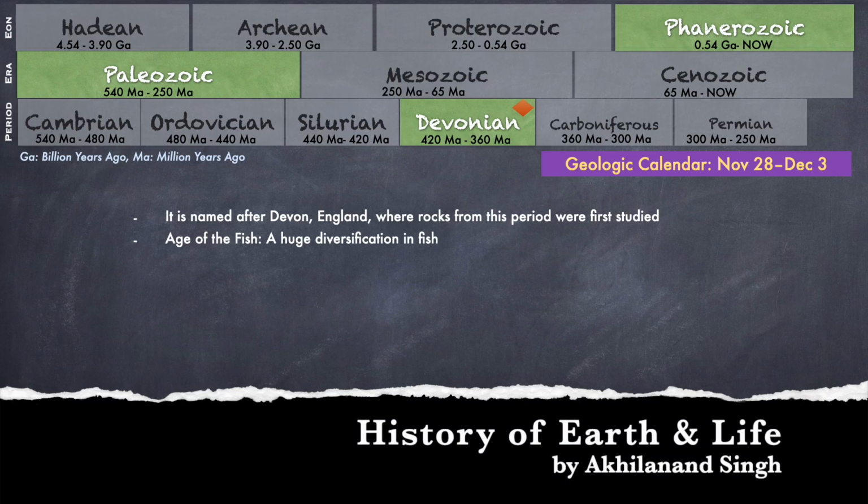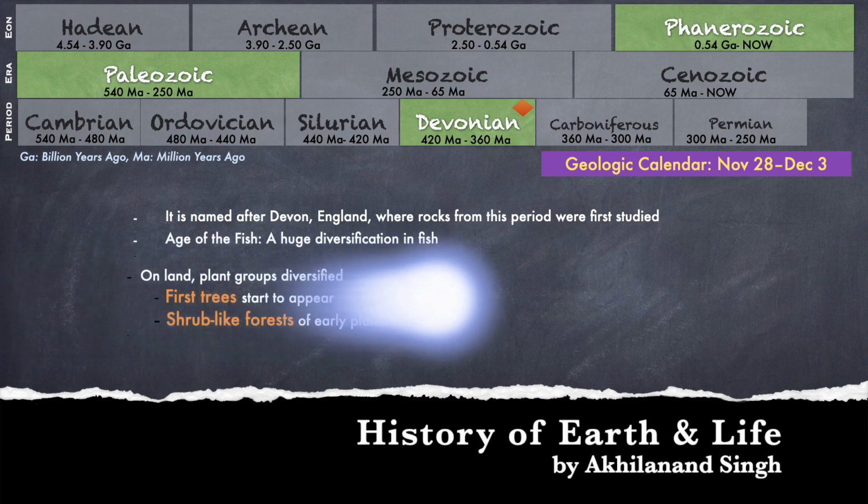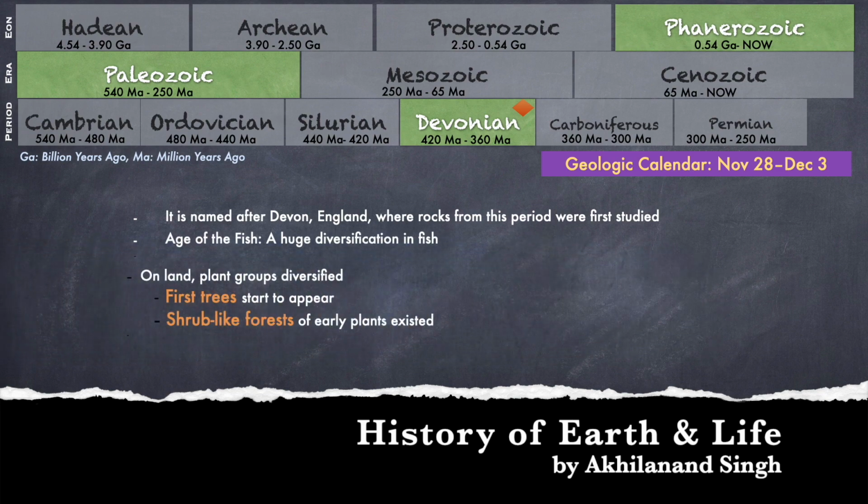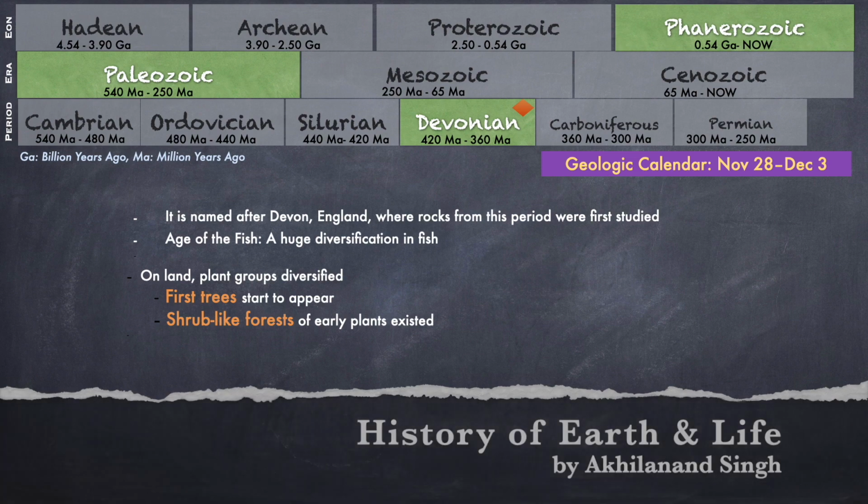Now let's talk about the Devonian period, whose time span is 420 million years to 360 million years, which is shown in the geologic calendar as the time between November 28th and December 3rd. It is named after Devon, England. A huge diversification of fish happened in this period, because of which this period is known as the age of fish. On land, plant groups diversified. The first trees started to appear. Shrub-like forests of early plants also existed.